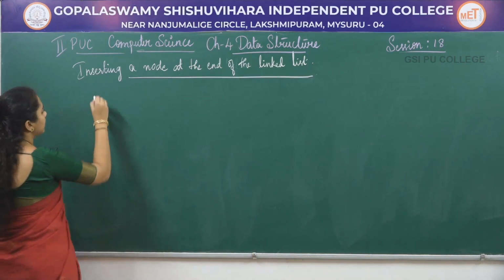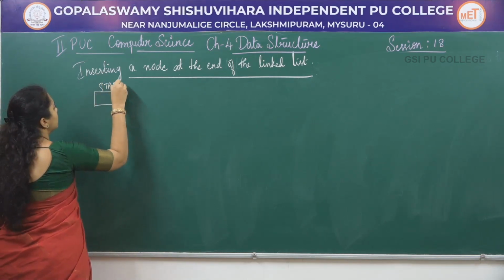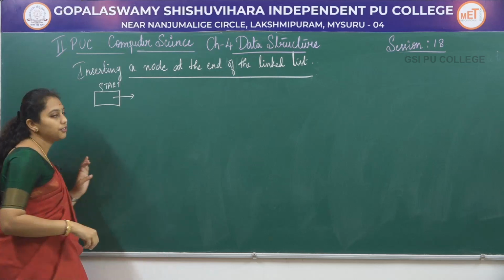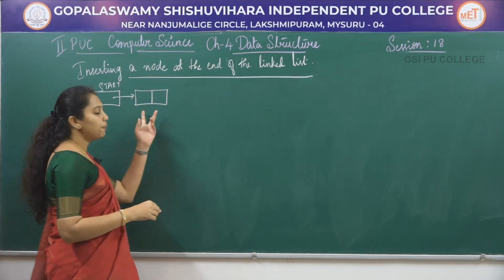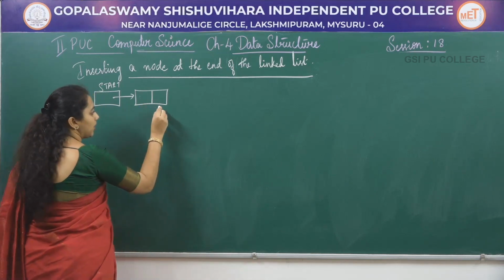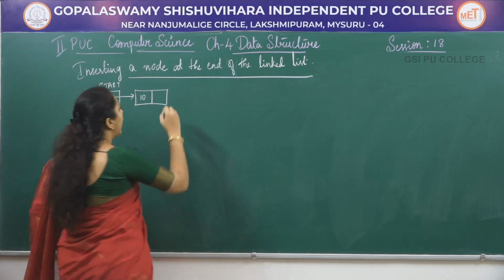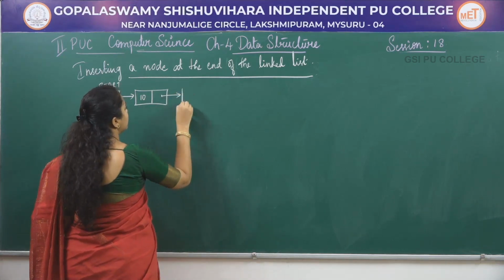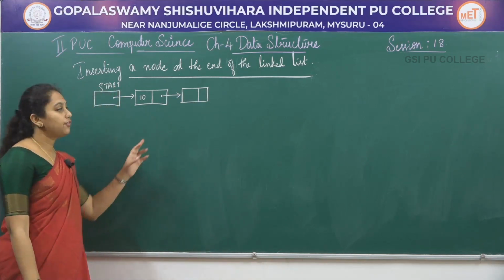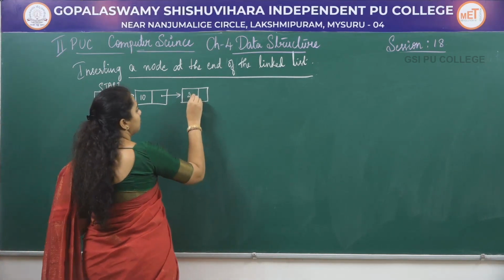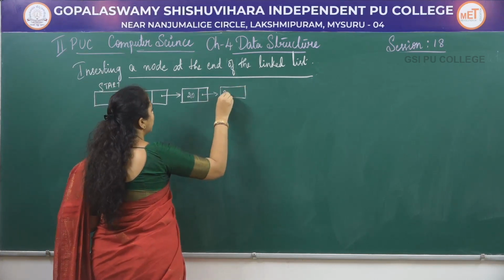So consider a linked list. Start is a pointer which contains the address of the first node. This first node has two parts, a data part as well as a link part. The data part contains the information and the link part contains the address of the next node. And in the second node, the first part contains information, the second part contains the address of the next node.